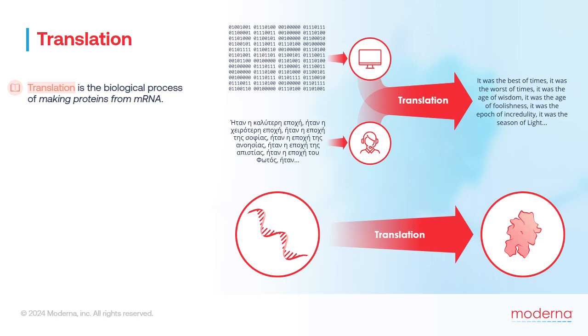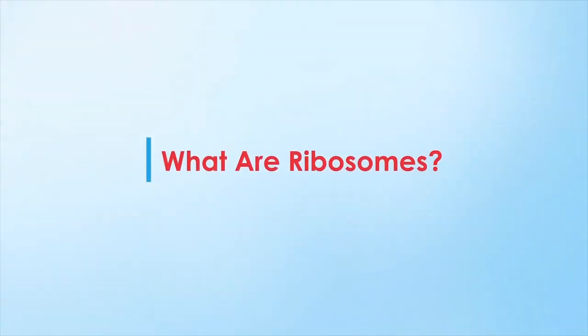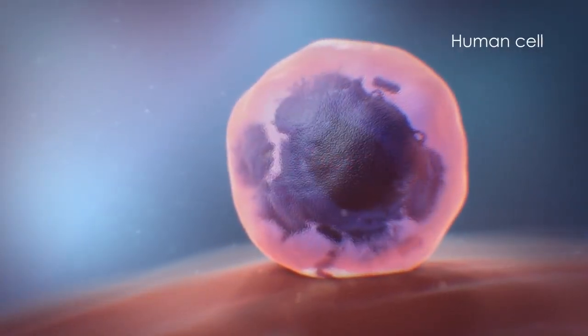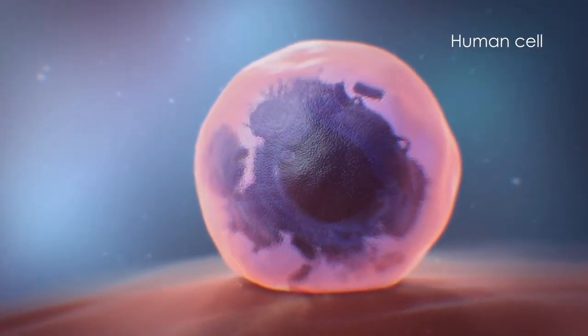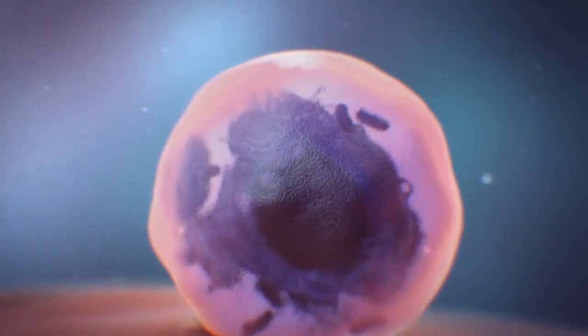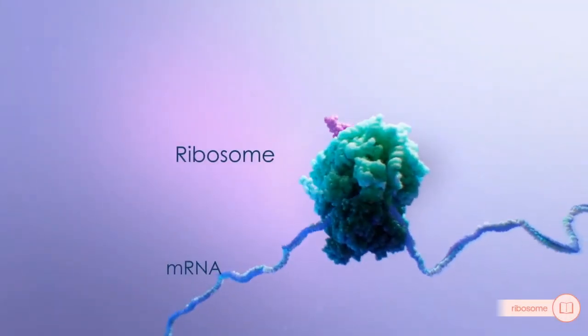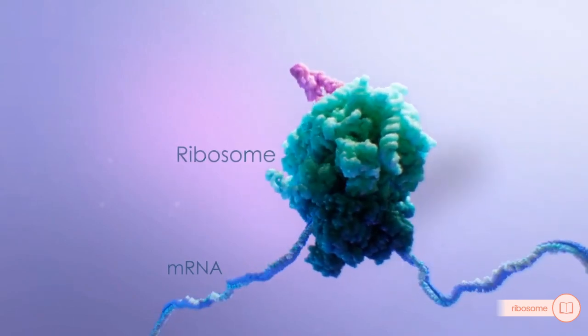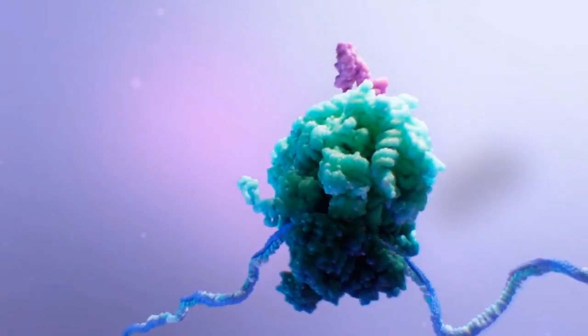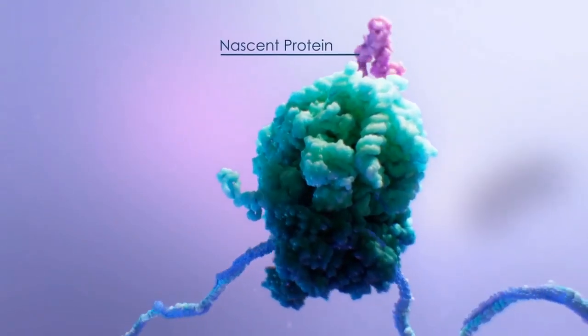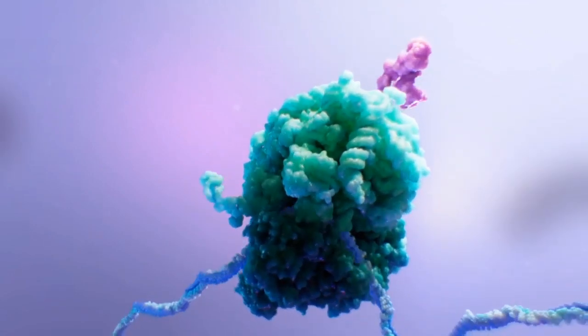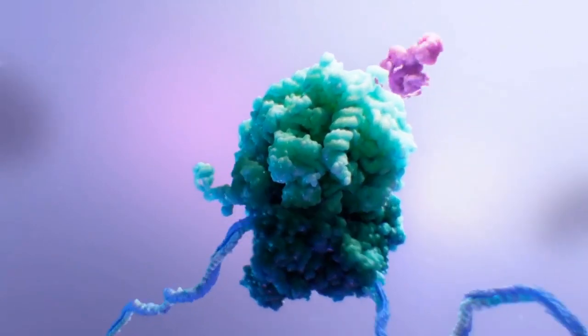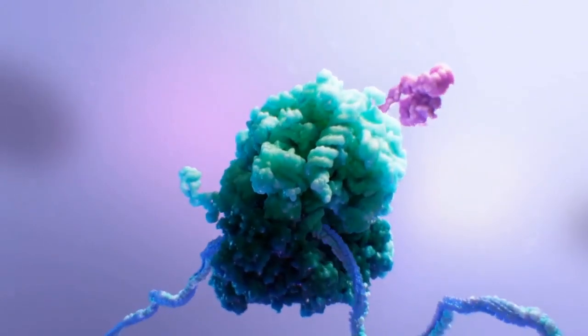Now, let's learn about the cellular machinery that performs this translation process, the ribosome. The tiny molecular machine that reads the information stored in mRNA and translates it into a protein is called a ribosome. A ribosome moves along the mRNA and spits out the new or nascent protein. Thus, ribosomes are your internal protein factories.